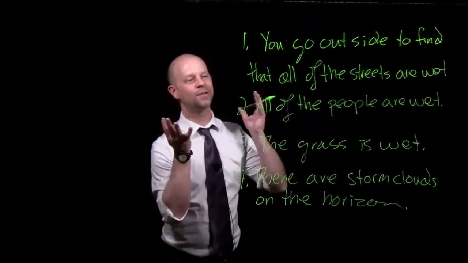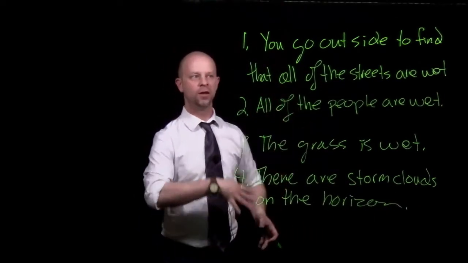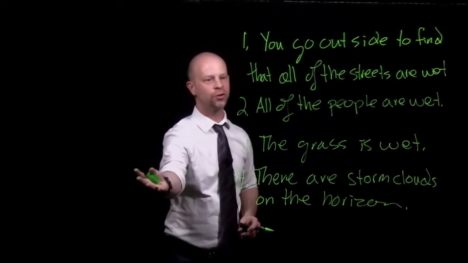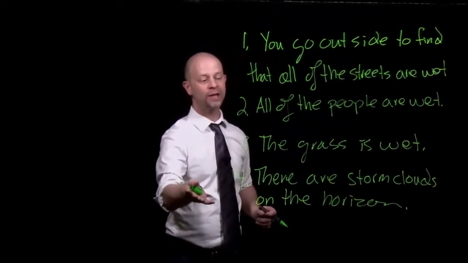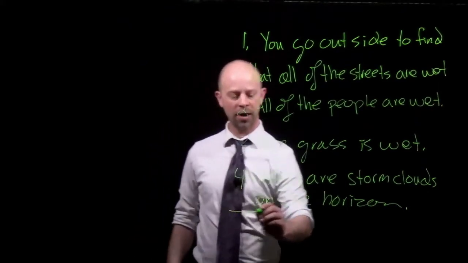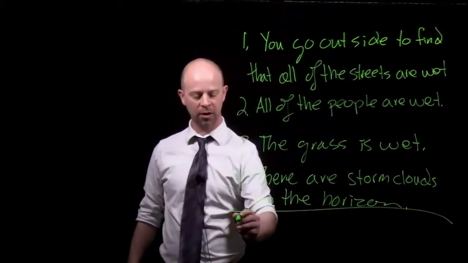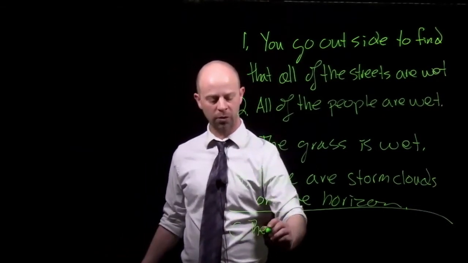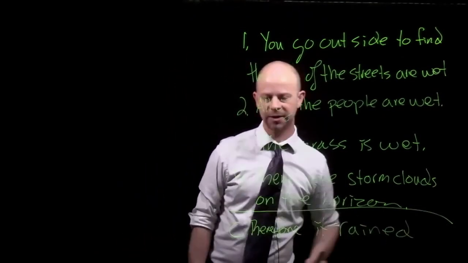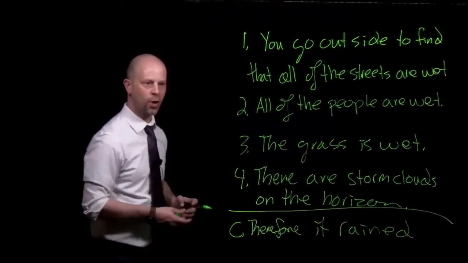Okay, so that's the data that we've collected. You go outside to find that all of the streets are wet, all of the people are wet, the grass is wet, and there's storm clouds out on the horizon. And so what inference do we draw from this? What conclusion do we make? Well, presumably you might conclude that, therefore, it rained. That seems like a very reasonable conclusion to draw from this.